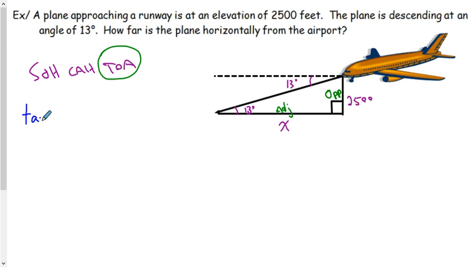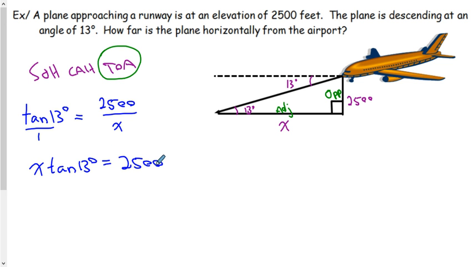So I'll say tangent of 13 degrees is going to be my opposite side over my adjacent side. So my opposite side is 2,500. My adjacent side is x, my unknown. Let's put this over 1 and do our cross multiply game. We're going to end up with x times tan of 13 degrees is equal to 1 times 2,500. How do we get x by itself? Well, we divide both sides by tan of 13. So let's do that. Divide both sides by tan of 13. I'm going to end up with 2,500 over tan of 13 degrees.